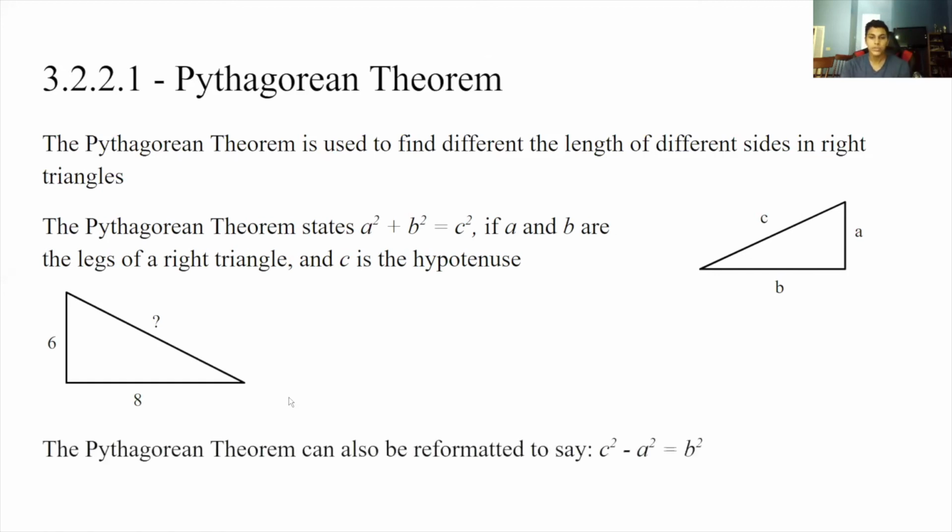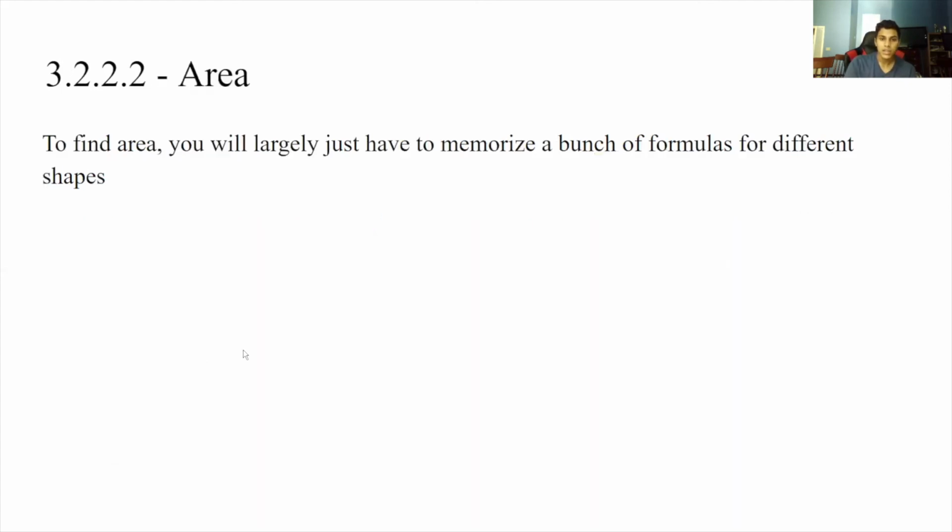And then we also learned that the Pythagorean theorem can be reformatted to say c squared minus a squared equals b squared. The hypotenuse squared minus one leg squared equals another leg squared. So you can use it to find the length of a leg as well, and not just the hypotenuse. Next, we talked about area. So in order to find the area of different shapes, you have to memorize a lot of different formulas, but I did my best to explain it in a way that helps you memorize it.